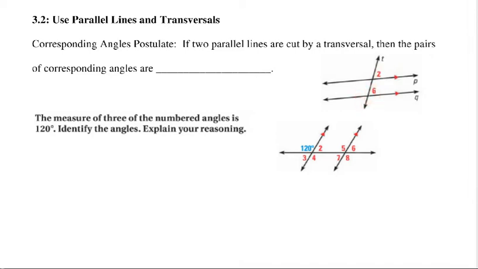So if you look in this corner, there's 4 angles right here, and it's in the upper right corner. So in this upper little section, the 2 is also in the same location. So those are corresponding angles. So if two parallel lines are cut by this transversal line, then the pairs of corresponding angles, so angle 2 and angle 6, are congruent. So we can say that angle 2 is congruent to angle 6.